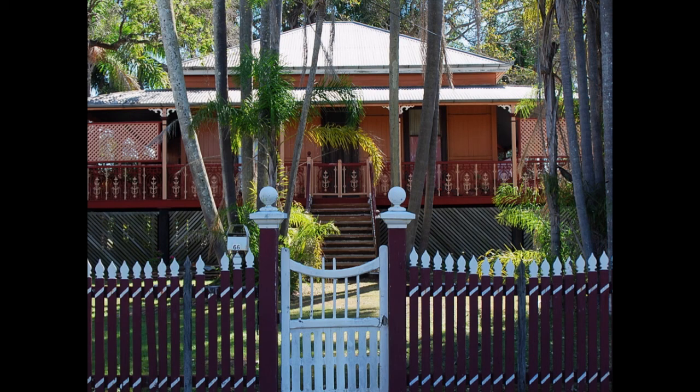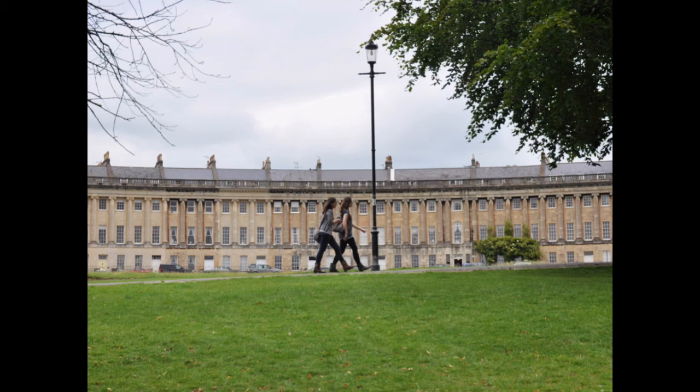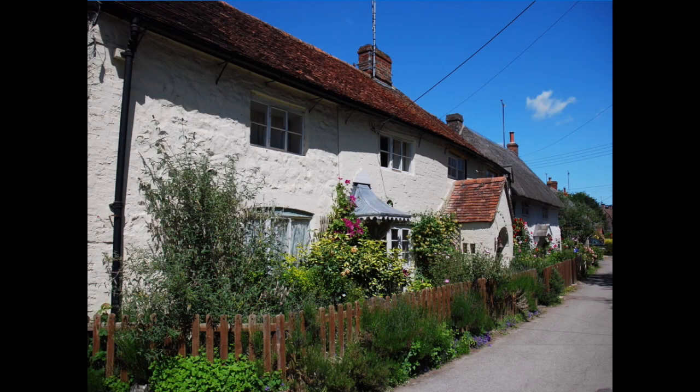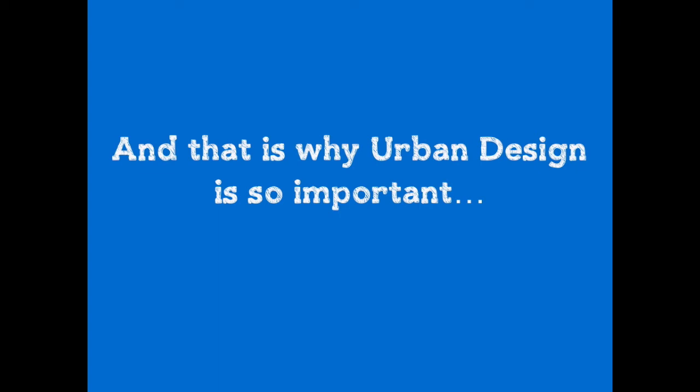It's simple. Whether it's a grand old Queenslander like this one in Australia, maybe a grand Georgian terrace in Bath, or an English country cottage. You know, we have to create places that are as desirable as these. Is it a cycling city, a green city, a family-friendly city? Well, there has to be all of these, really. And urban design is perhaps the best way to enable these places to be developed in the future.